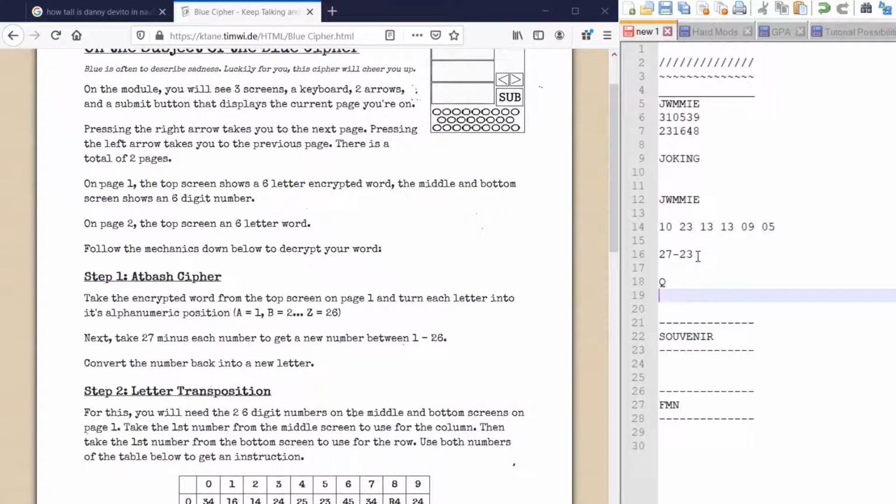27 minus 23 is 4. Fourth letter is a Delta. 27 minus 13 is 14, and that'll give November. And since there's two 13s in a row, I'll just put another November. 27 minus 9 is 18. The 18th letter is a Romeo. 27 minus 5 is 22. 22nd letter is a Victor.